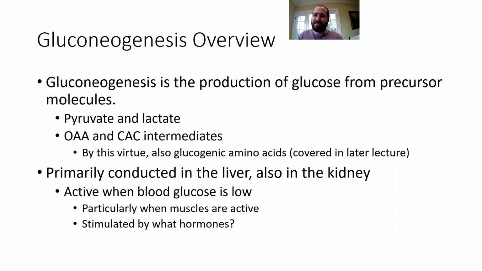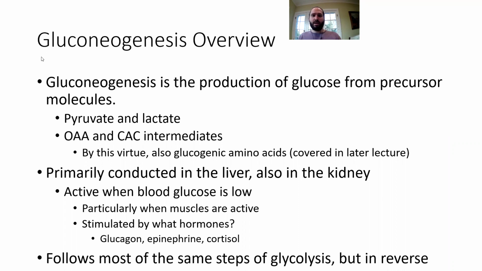Cortisol, excellent, yeah. So glucagon, epinephrine, and cortisol are all going to stimulate gluconeogenesis. And the other thing about gluconeogenesis, it follows most of the same steps as glycolysis, but in reverse. However, as we're going to see, we're focused mainly on the irreversible steps of glycolysis that have separate enzymes that perform the reverse reaction for gluconeogenesis. We're going to be focusing on the steps that are different when we talk about gluconeogenesis, since we already covered glycolysis.